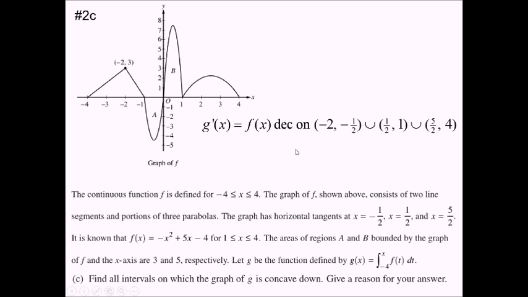Now we're not done with the problem. All we've said is that g prime is decreasing on these intervals. We actually have to finish it here. This allows us to conclude that g is concave down on these three intervals.